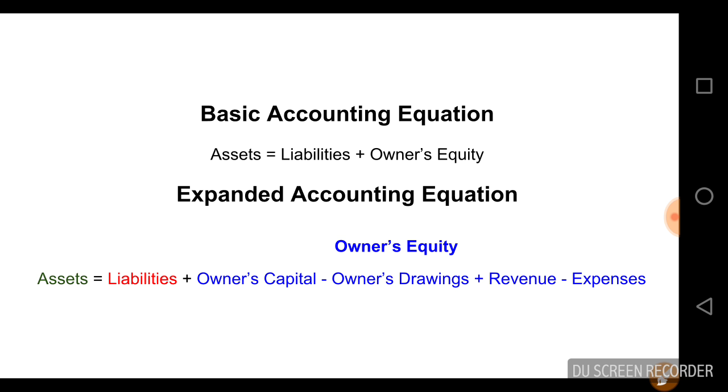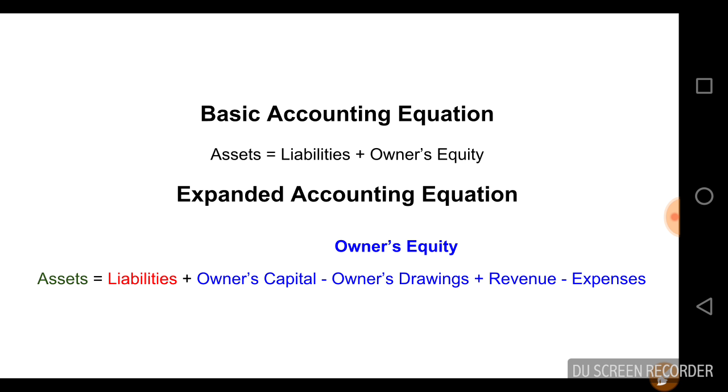The expanded accounting equation, we expanded the owner's equity section, as you can see here. Owner's capital less owner's drawings plus revenue less expenses. There's two ways to increase equity in a business, and there's two ways to decrease equity. The two ways to increase equity are to invest capital, invest money into the business that will increase your equity, and to generate revenue will also increase your equity.